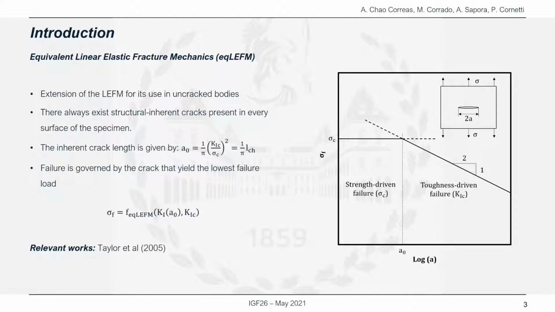It is known that even for cracked bodies, like the Griffith crack on the right side of the screen, and making use of conventional linear elastic fracture mechanics, there is still a range in which the failure is strength-driven, and so the solution is independent of the presence of the crack, should this one be shorter than a certain length, called A0, and whose definition in terms of the fracture toughness and material strength is seen on the screen. Therefore, we can consider that any domain always possesses an inherent crack of length A0 in every surface, and that failure is then governed by the crack that yields the lowest failure load according to the linear elastic fracture mechanics criterion.